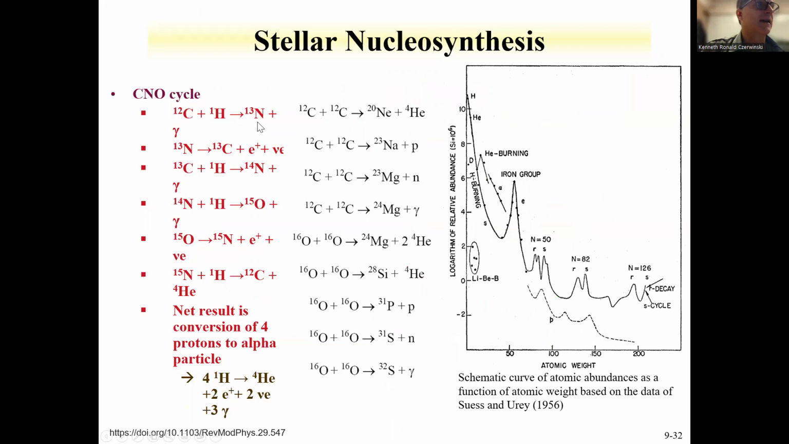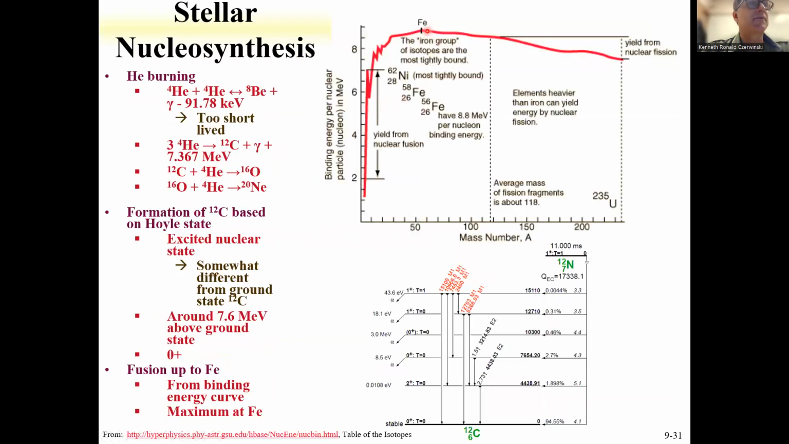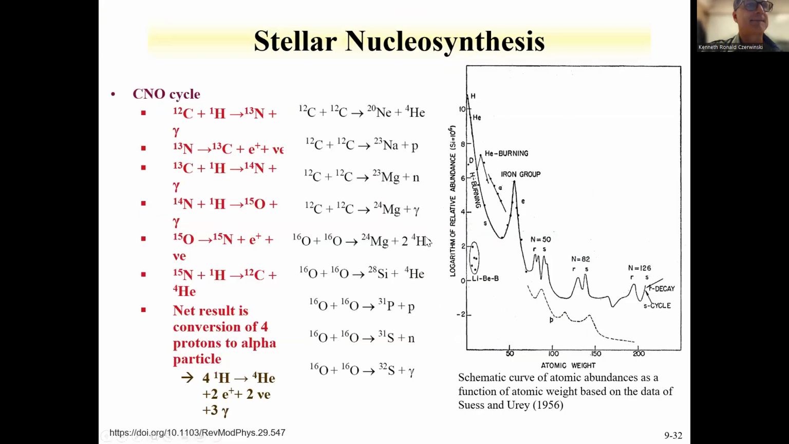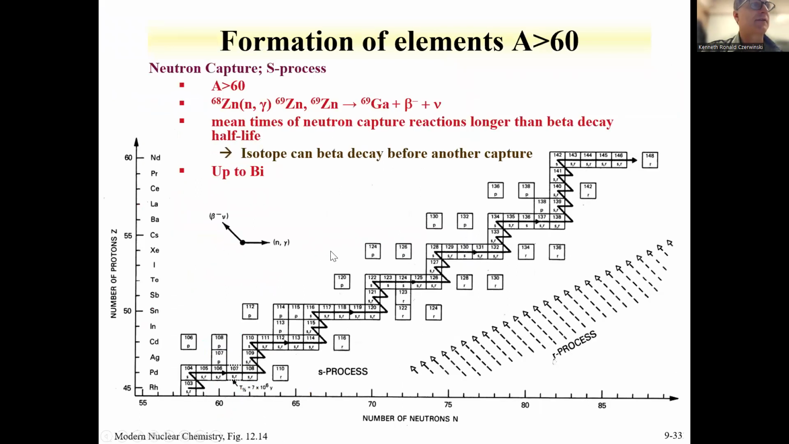There's something called the carbon, nitrogen, oxygen cycle, just shown here, of how these elements get built up. And once you start building up these elements, based upon this figure, stars can get energy by fusing elements all the way up to iron. Okay, so that explains a good part of the periodic table. But then how do we get above iron?